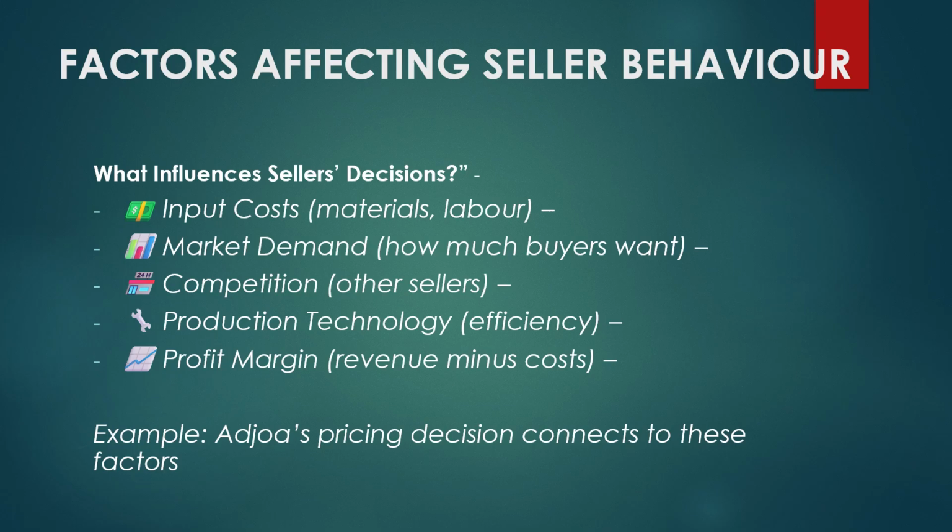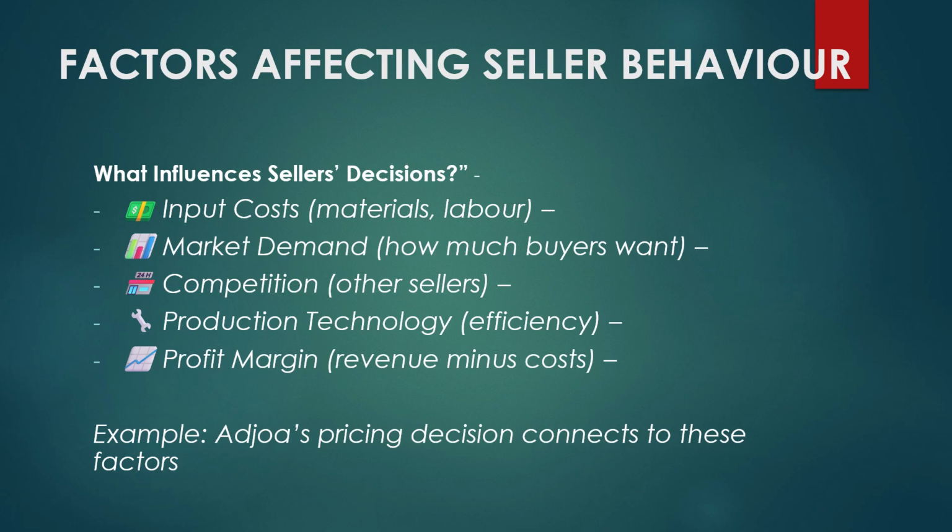So if the difference with the revenue is wide, it means that you are making a higher profit, and vice versa. Sellers want to maximize their profit. So profit is revenue minus cost, as I just said. Sellers aim to find a price that maximizes their total profit, not just the price per unit. All these factors combine to influence a seller's decision. So if you look at Adjoa's pricing decision, it connects to these factors.